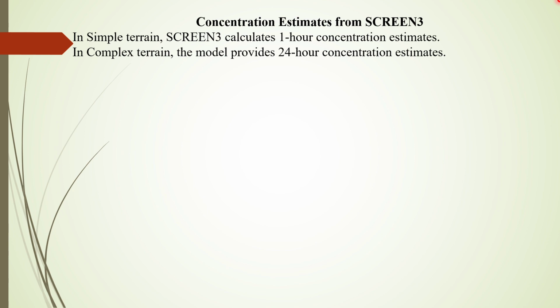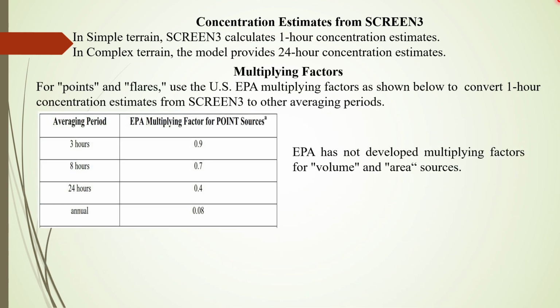However, we can convert 1 hour estimates to other averaging periods, that is 3 hour, 8 hour, 24 hour and annual, by using the appropriate multiplying factor as shown here. We just remember at this juncture of this video that for converting 1 hour concentration to 24 hours, we have to multiply it with 0.4.